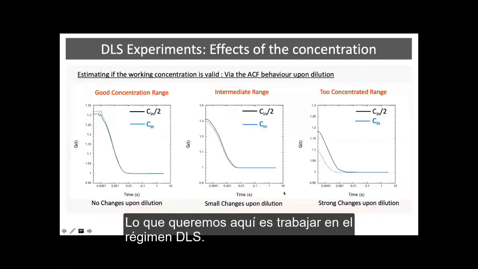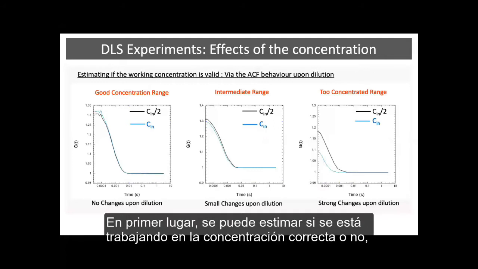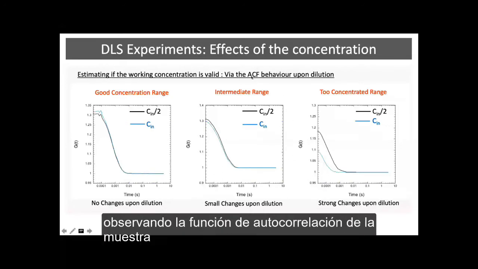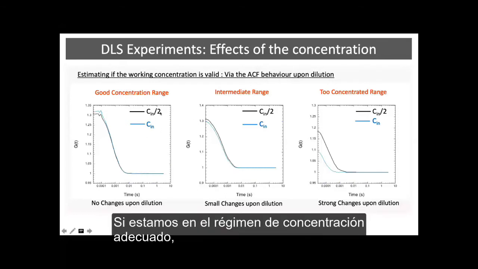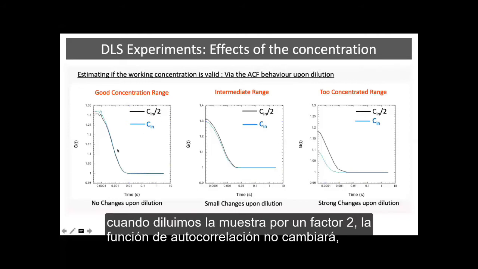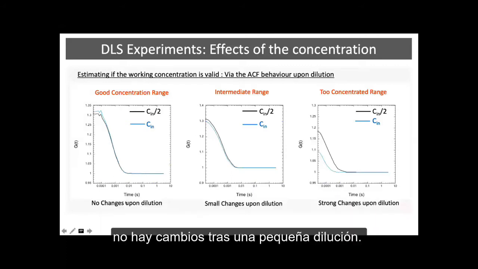But what we want here is to work really in the DLS regime. So how can we know if we're doing the right experiment or not? Well, first, you can have an estimation on whether you're working at the right concentration or not by observing the autocorrelation function of your samples upon making a slight dilution. So if you're in the good concentration regime, when you dilute your sample only by a factor of 2, you will have the autocorrelation function in the two situations which do not change. You have the same diffusion time, so you will have the same estimation of the diameter. You have no changes upon the slight dilution.